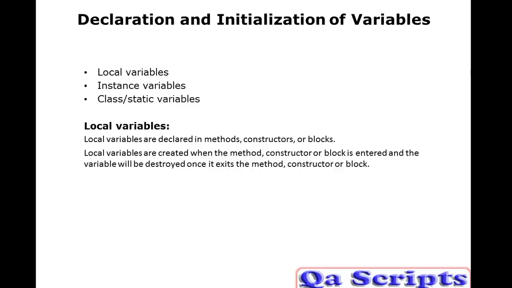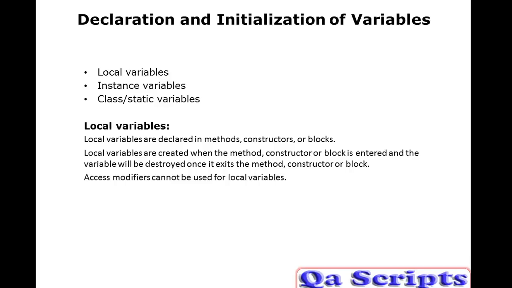Local variables are created when the method or constructor or block is entered, and the variable will be destroyed once it exits the method or constructor or block. Access modifiers cannot be used for local variables.